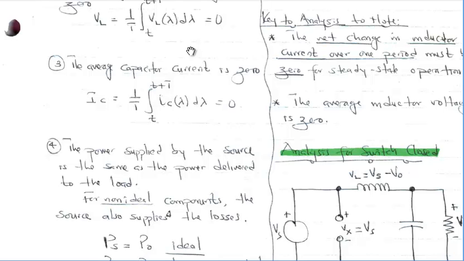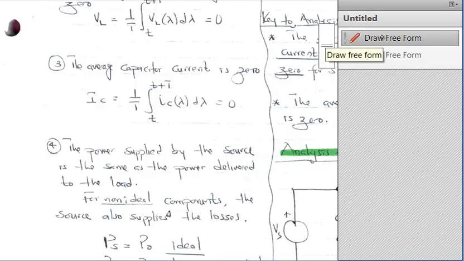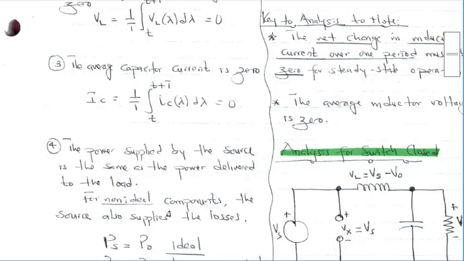That is why we are focusing on an inductor, to be able to find the relationship at the end between the output voltage and the input voltage using any of these two analysis notes that we've listed here. So the net change in inductor current over a period must be 0, and then the average inductor voltage is also going to be 0. Very good.